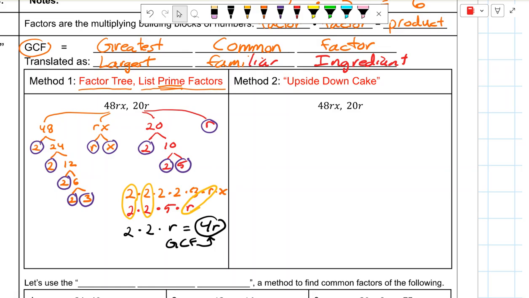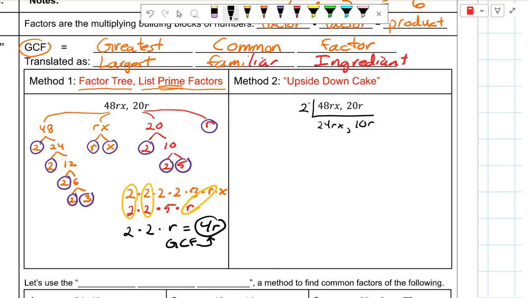Method 2 is the upside down cake, and all you have to do here is draw an upside down division bar. Now, the reason why it's upside down is just an organizational piece. It's not a math thing, but it is division. So you can look at 48 and 20 and think, what kind of factors do they both have in common? And you might say, oh, let's see, they have a 2 in common. So then you divide. 48Rx divided by 2 gives us 24Rx. And then on this side, 20R divided by 2 gives us 10R.